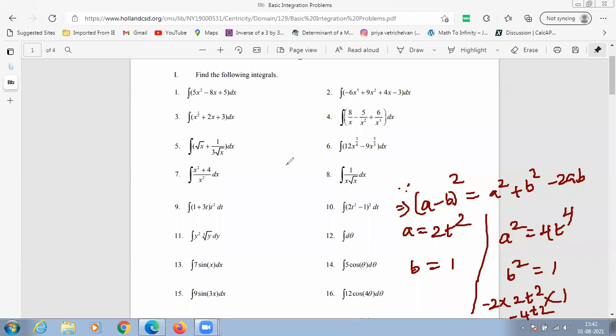So first, I'm not integrating, I'm just expanding it, right? So this can be written as a square plus b square, that is 4t power 4 plus b square. B square is nothing but 1 only. Minus 2 into a into b, that is minus 4t square into dt.